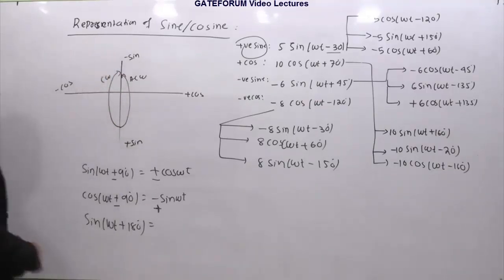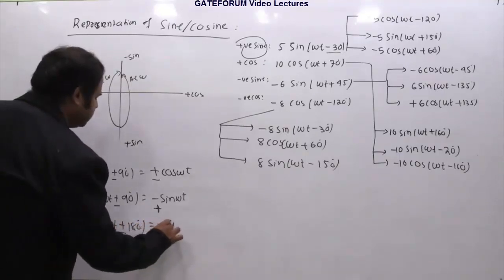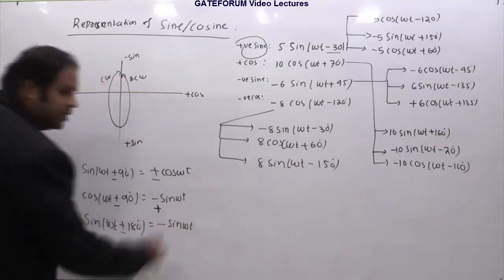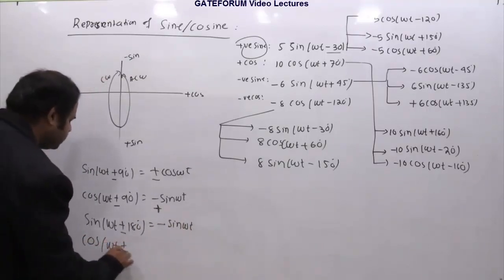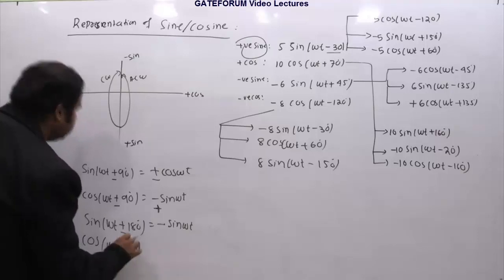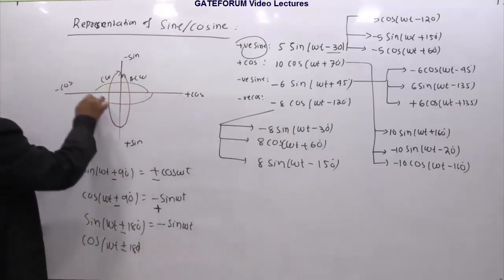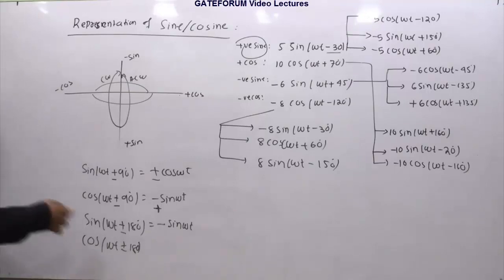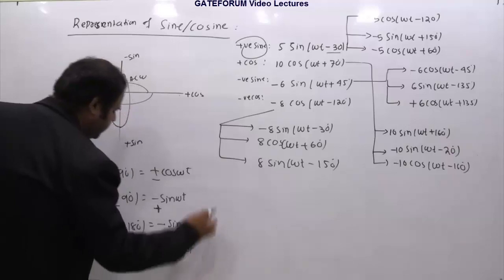So whether it is sine omega t plus 180 or minus 180, the answer will be minus sine omega t. Similarly, if I take cos as the reference and ask what is cos of omega t plus or minus 180 degrees, you will be reaching here or here. Let it be positive or negative 180, in both cases your answer will be minus cos omega t.